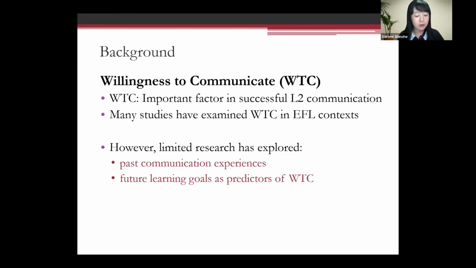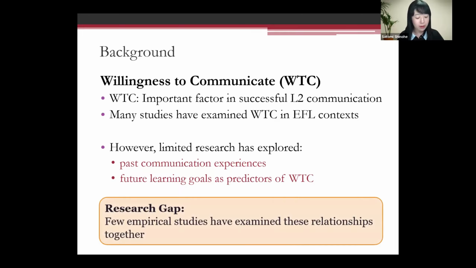However, relatively little research has focused on two important factors simultaneously. The first is learners' past communication experiences, especially successful experiences. The second is learners' future goals for learning English. Although both factors are theoretically important, few empirical studies have examined how they work together to influence WTC, or willingness to communicate. This research gap motivated the present study.